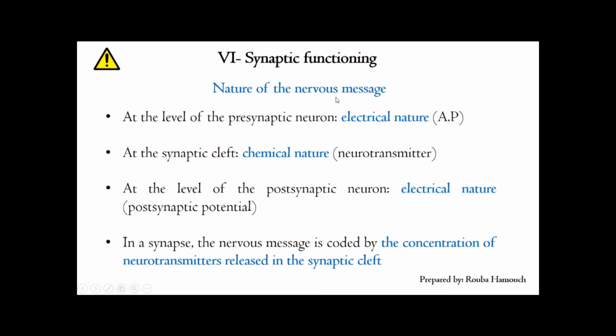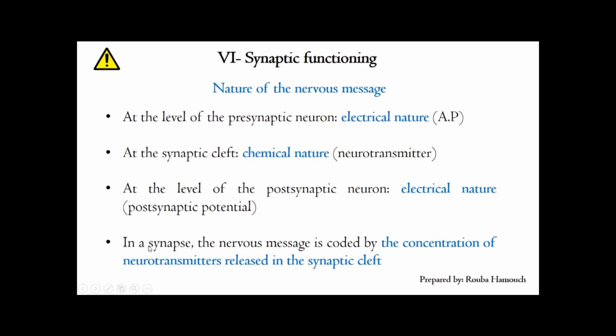Concerning the nature of the nervous message, at the level of the presynaptic neuron, the nature is electrical. We have the arrival of an action potential. At the level of the synaptic cleft, the message is of chemical nature through the neurotransmitters released. At the level of the postsynaptic neuron, the message is electrical again, since we have creation of a postsynaptic potential.